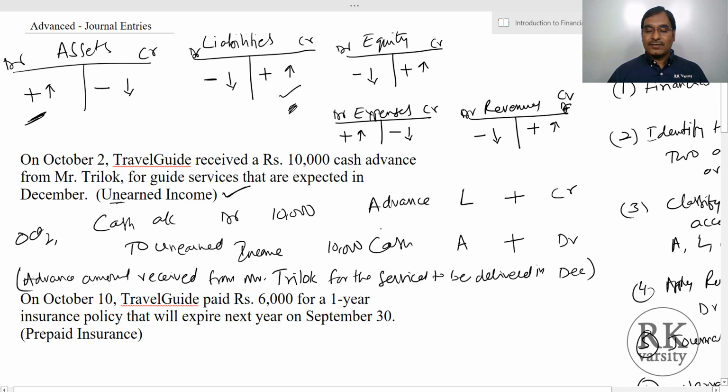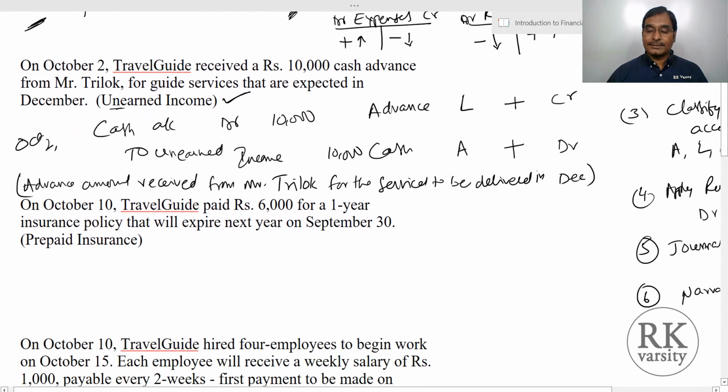First, we identified whether this transaction is of financial character or not. Then we identified the two accounts. One is the advances, that is the unearned income. Second one is the cash. And we classified them as liability and asset, increase in liability and increase in asset. We applied the rule of debit and credit. Then we journalized the transaction: cash account debtor to unearned income. Then we wrote the narration. So all the 6 steps are performed here.